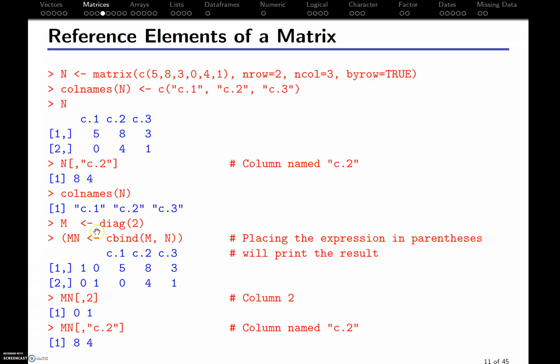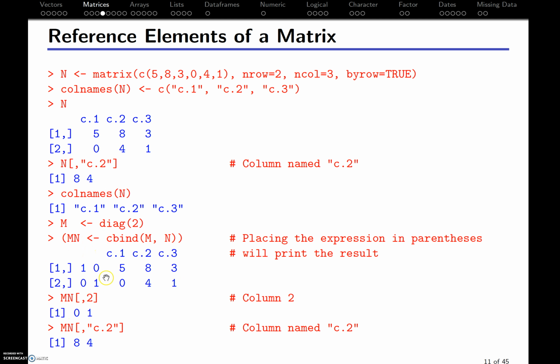Then, if we have another matrix, such as M, we can actually bind these together by column so that we get the following. Notice diag(2), I haven't introduced you to this function in particular yet, but it's just going to create a 2x2 identity matrix. You can see that right down there. And then we're going to bind them. So we have M column bound with N, so we can see them placed right next to each other. So now we have a 2x5 matrix in MN.